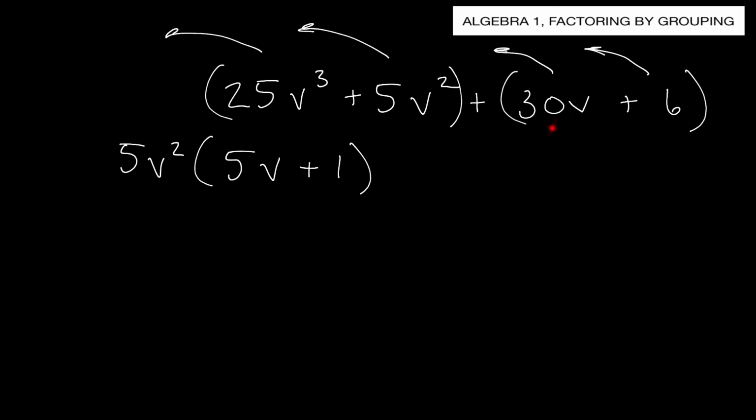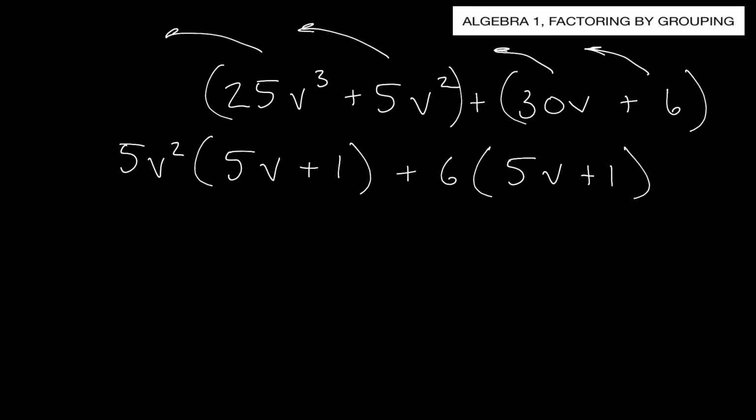So how can I get a 30v to turn into a 5v? And that's what we're going to factor out, a positive 6. Okay, leaving me 5v plus 1. Okay, 6 times 5v gives me 30v, and 6 times 1 gives me 6.